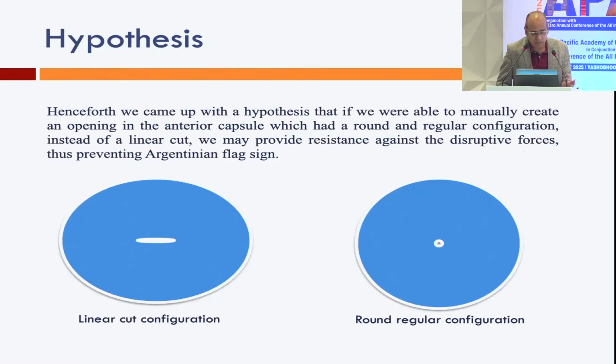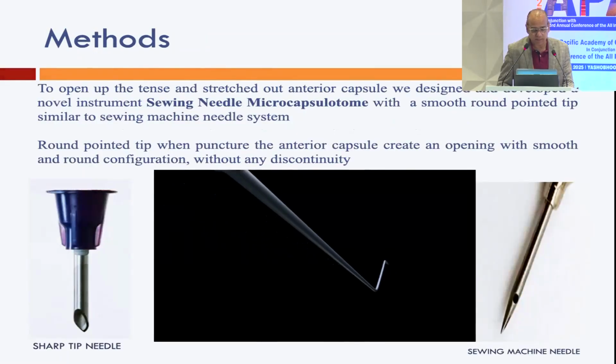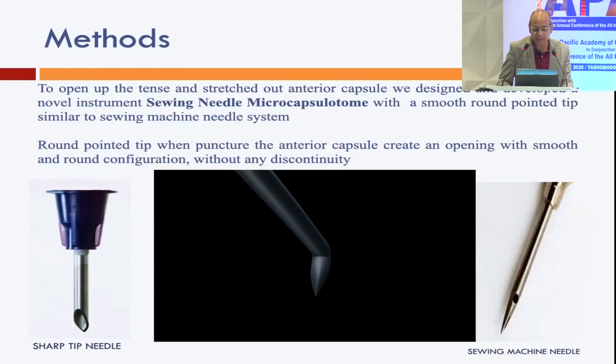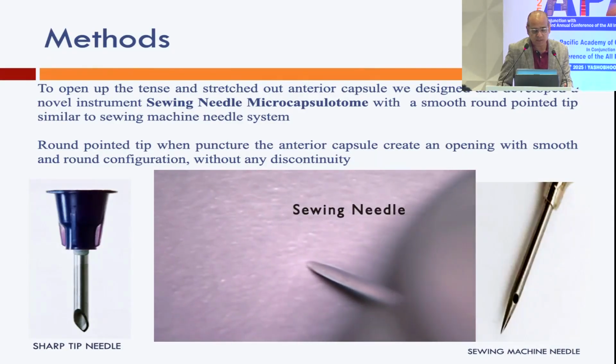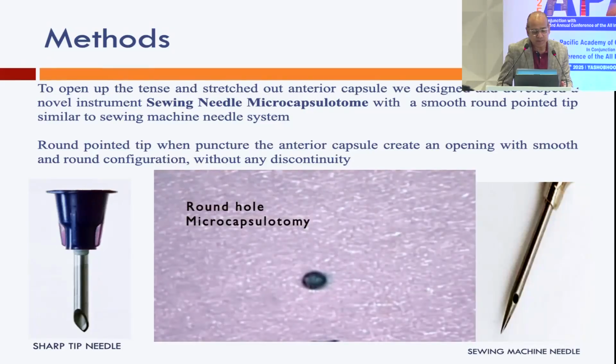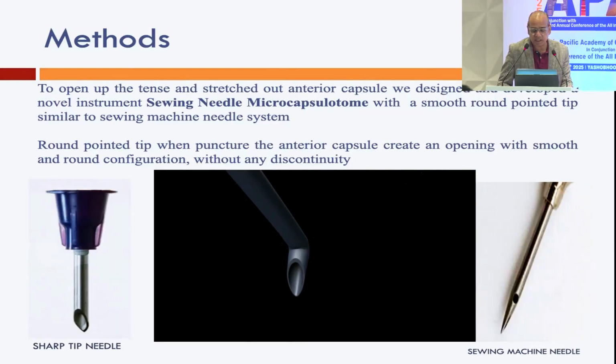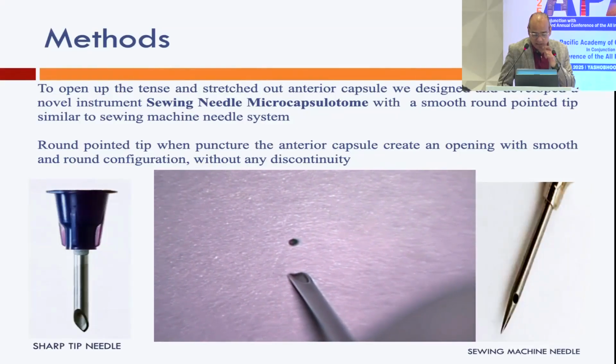So we came up with the hypothesis that if we are able to manually create an opening in the anterior capsule which had a round and regular configuration instead of a linear cut, we may provide resistance against the disruptive forces, thus preventing the Argentinian flag sign. So to open up the tense and stressed out anterior capsule, we designed and developed a novel instrument known as the sieving needle microcapsulotome, with a smooth round pointed tip similar to a sieving machine needle system. So this round pointed tip, when it punctures the anterior capsule, creates an opening with a smooth and round configuration without any discontinuity.